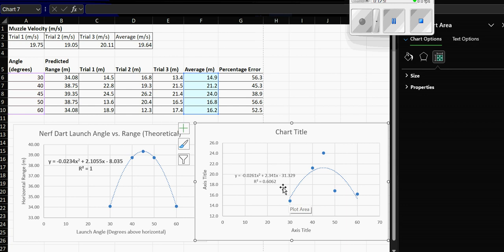Then of course I can look back at my percent error for different things and all that kind of stuff and write up my lab report. But this is how you will do your graphs, and now you can analyze them from here.